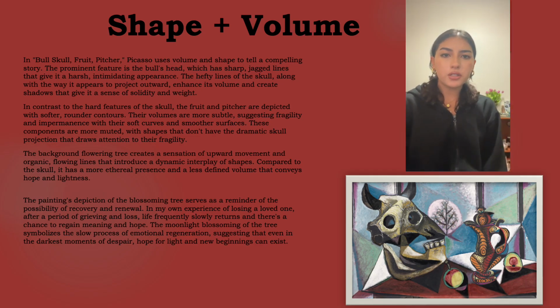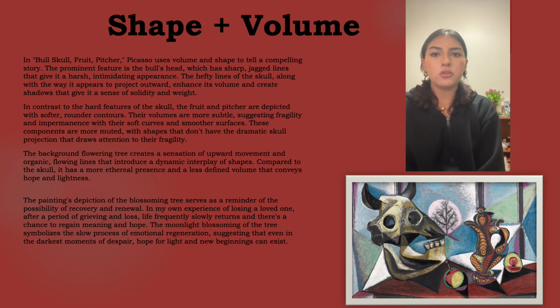Hello, my name is Danya Leone. I am currently a freshman at FAU studying business management, and I chose to focus on the element of shape and volume. In Bull's Skull, Fruit, and Pitcher, Picasso uses volume and shape to tell a compelling story. The prominent feature is the bull's head, which has sharp, jagged lines that give it a harsh, intimidating look. The hefty lines of the skull, along with the way it appears to project outward, enhance its volume and create shadows that give it a sense of solidity and weight.